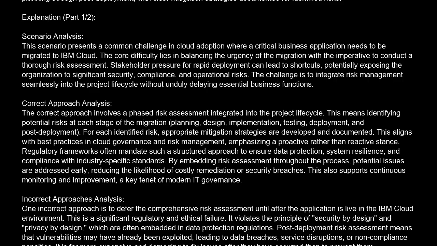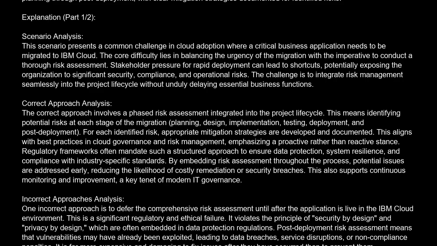Correct approach analysis. The correct approach involves a phased risk assessment integrated into the project lifecycle. This means identifying potential risks at each stage of the migration: planning, design, implementation, testing, deployment, and post-deployment. For each identified risk, appropriate mitigation strategies are developed and documented. This aligns with best practices in cloud governance and risk management, emphasizing a proactive rather than reactive stance.